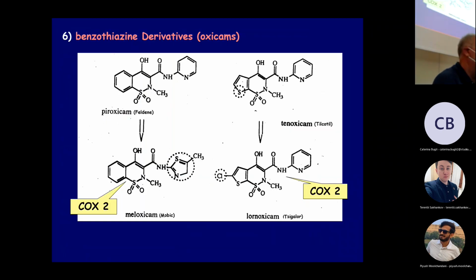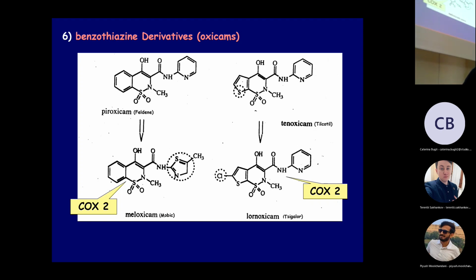Why is this class so interesting? In this class, it's possible to perform some modification in order to increase the selectivity toward the cyclooxygenase of type 2.